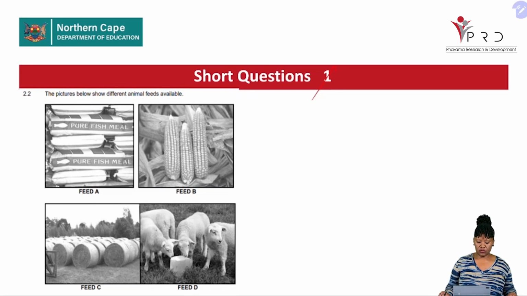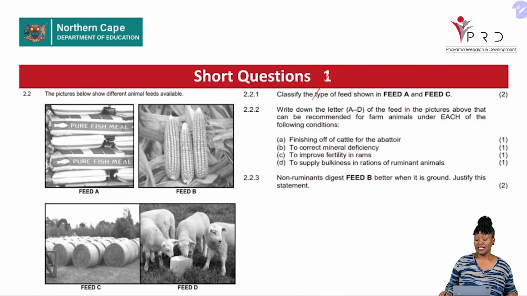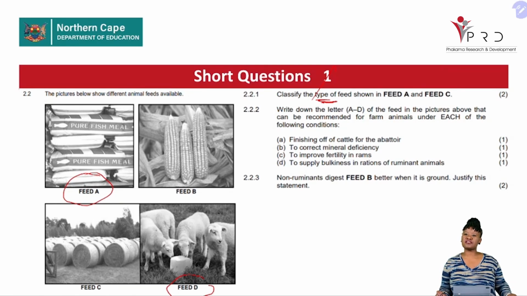The picture below shows different animal feeds available. You have feed A, you have feed B, you have feed C, and feed D. Classify the type of feed shown in feed A and also feed C. Now we are looking at the type of feed, and we know the types of feeds. We have concentrates, we have roughages. Feed A, is it a concentrate or is it a roughage?